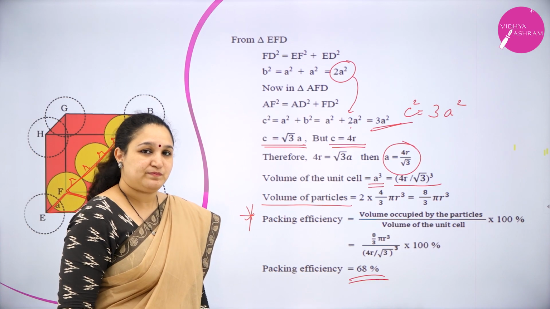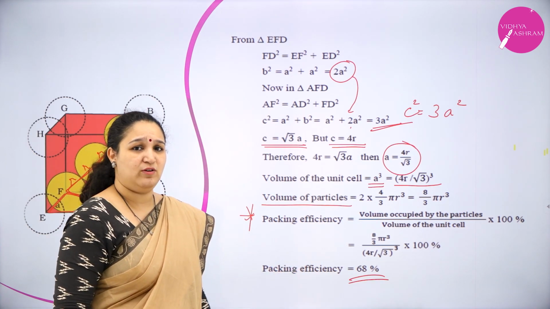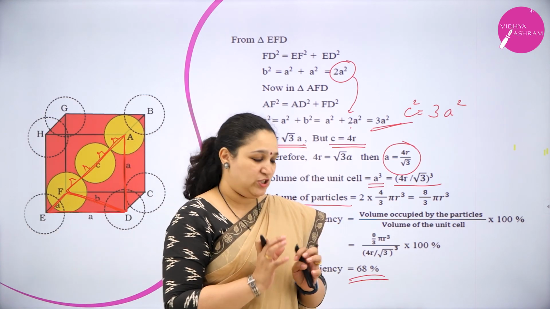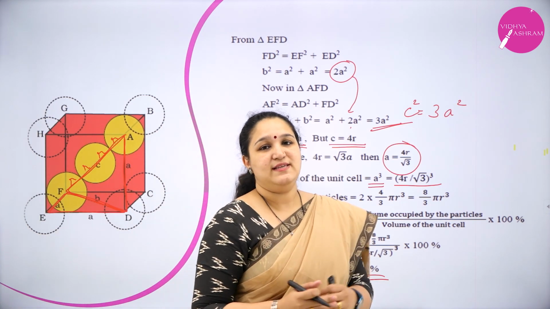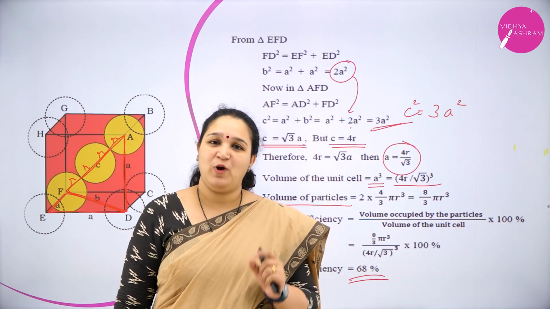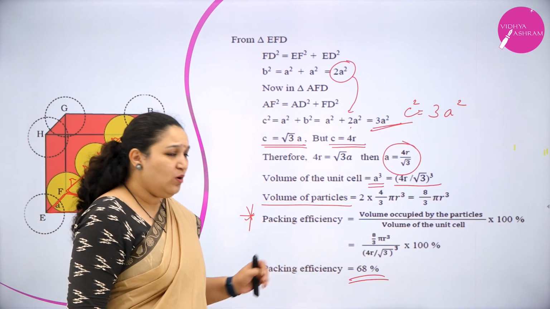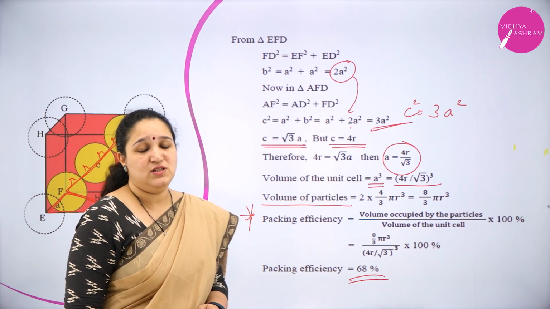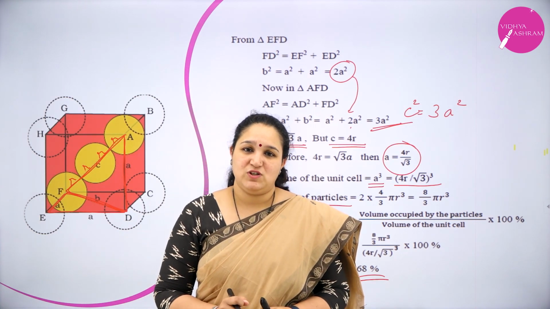That means 68% of the BCC, that is the cubic unit cell, is efficiently packed with the particles. The rest is empty. Am I clear? I hope you all have understood what I have been explaining. So these are the 3 derivations for packing efficiency.